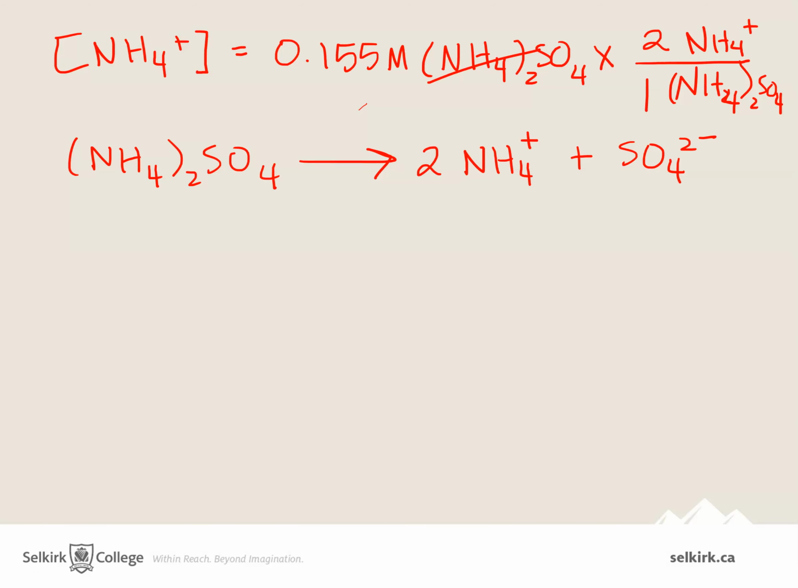Ammonium sulfate in the numerator cancels ammonium sulfate in the denominator. I've got my unrounded value for the concentration already in my calculator display. Multiply it by 2.